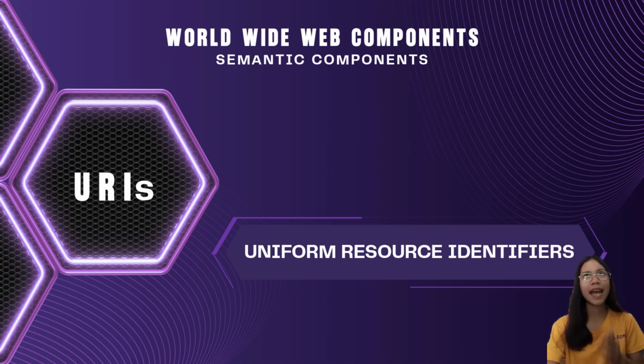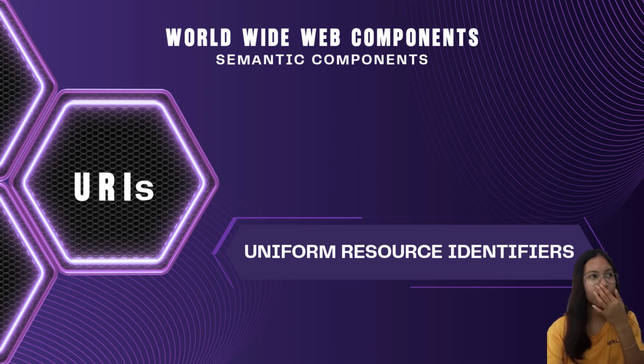The most familiar type of URI is the URL. URL stands for Uniform Resource Locator, which tells you where to find a resource and how to access it. So the importance of URIs: they make the web interconnected, allowing links between documents, media, and data sources. They enable resource identification, so browsers and users can retrieve the correct content.